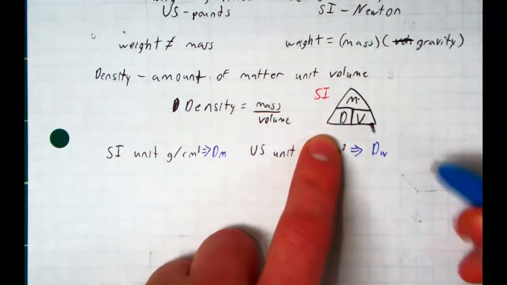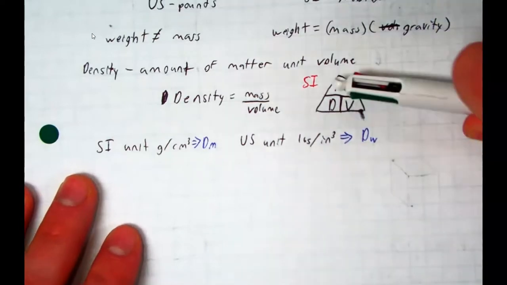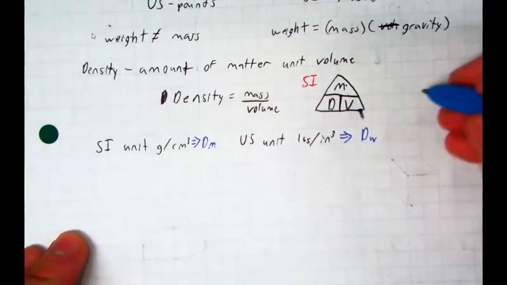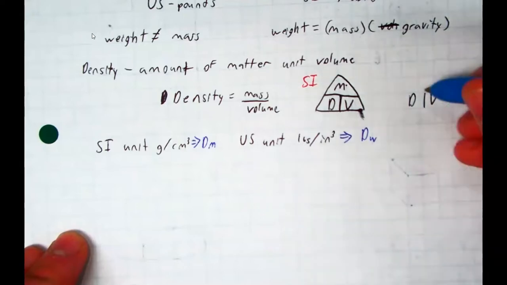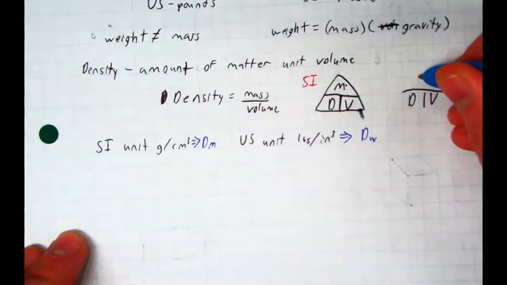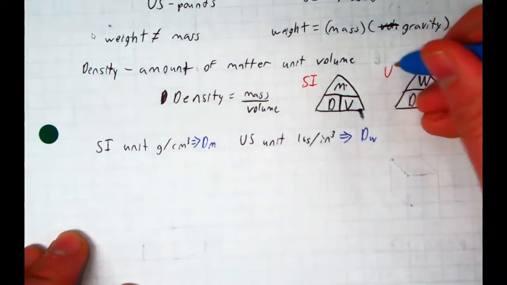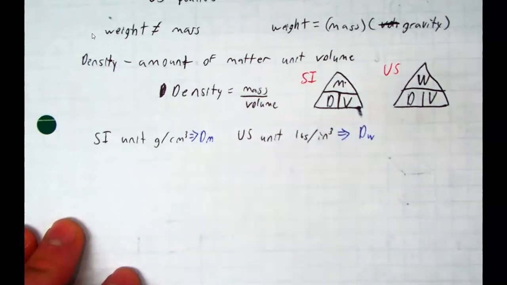It gets a little bit more complicated when we're doing it in the US system. What you do is you look at that M and you grab a wrench, and you take that wrench and you turn it over so that it's upside down. So we could say the US system has the D and the V on bottom still. We draw this little symbol, and we put a W on top instead. And this would be the US system, where you use weight instead of mass. You're getting technically density weight here.